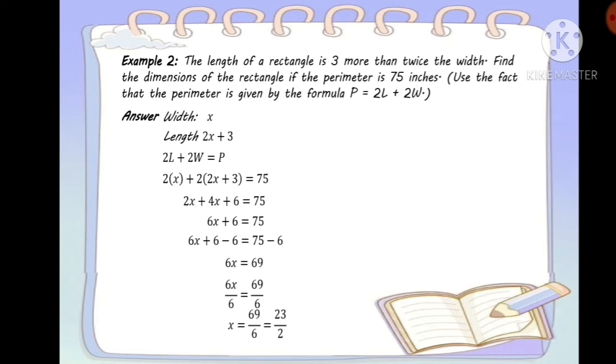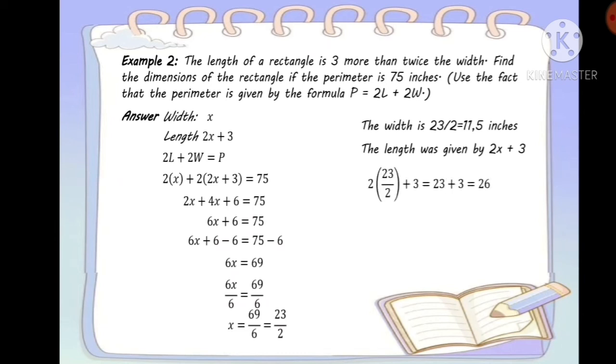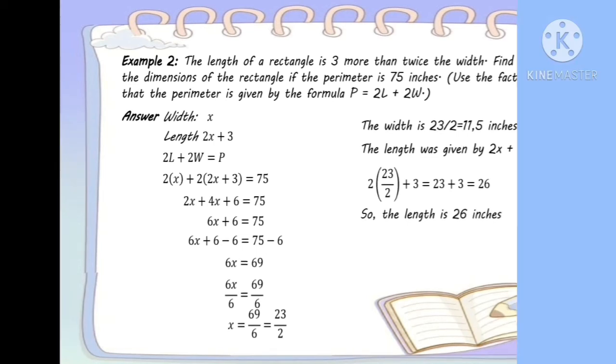Step 4. Answer the question. The variable x represents the width of the rectangle, so the width is 23 over 2, which is 11.5 inches. And the length was given by 2x plus 3. Substituting 23 over 2 for x, we obtain 2 times 23 over 2 plus 3, which is 23 plus 3, which is 26. So the length is 26 inches.